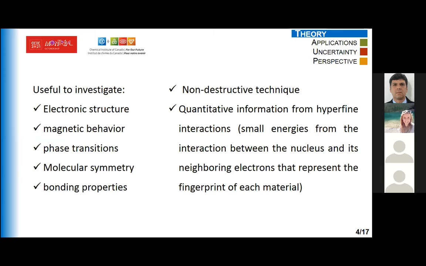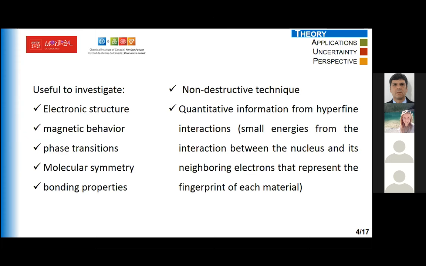But it's important also to point out that this technique is not destructive, and it is quantitative in that it gives information about the amount of active nuclides inside the materials thanks to hyperfine interactions. These are interactions between the nucleus and the neighboring electrons, mainly electrons in the S orbitals.